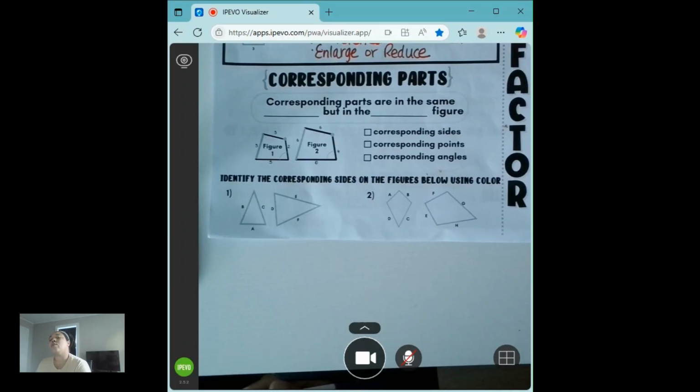I'm going to show you a short video on corresponding parts. Based on the previous video, I had to explain what a scale copy is. I just didn't get to the specifics on the different measure lengths, angles, points. Those are going to be the specifics we're going to look for now to determine if a copy is a scale copy of the original.